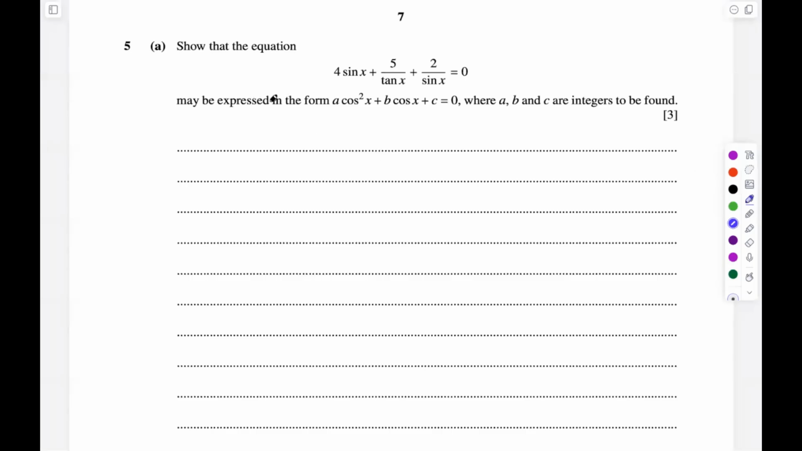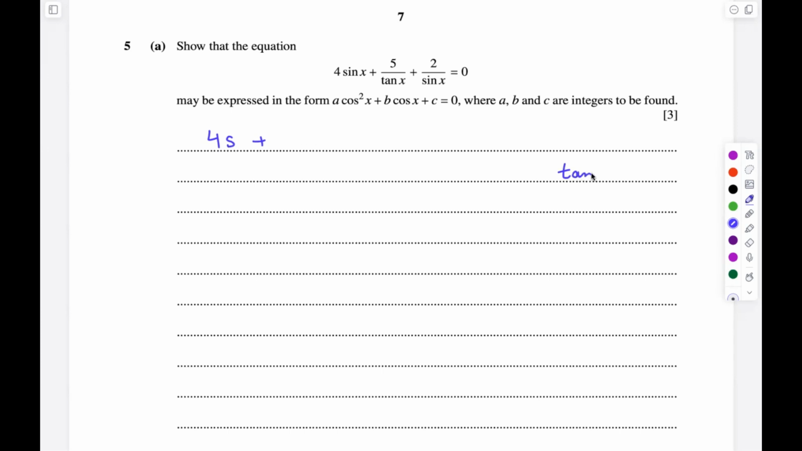Question 5a, we have to show that the equation 4 sin x plus 5 upon tan x plus 2 upon sin x equals 0 may be expressed in the form a cos squared x plus b cos x plus c, where a, b, and c are integers. So in the first step, the equation is 4 sin x plus 5 upon tan x.